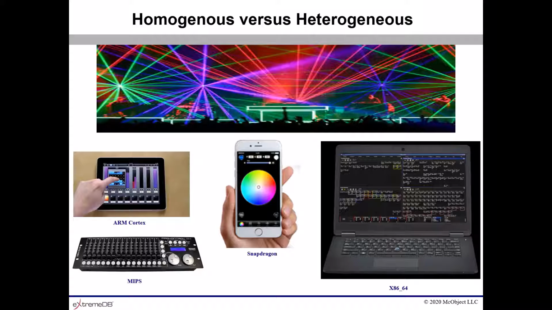Engineers are generally going to use a PC to develop a lighting program, which of course is an x86 system, which is then distributed to various other devices that could include smartphones, maybe with a Snapdragon processor, tablets, and lighting consoles that might be ARM-based.